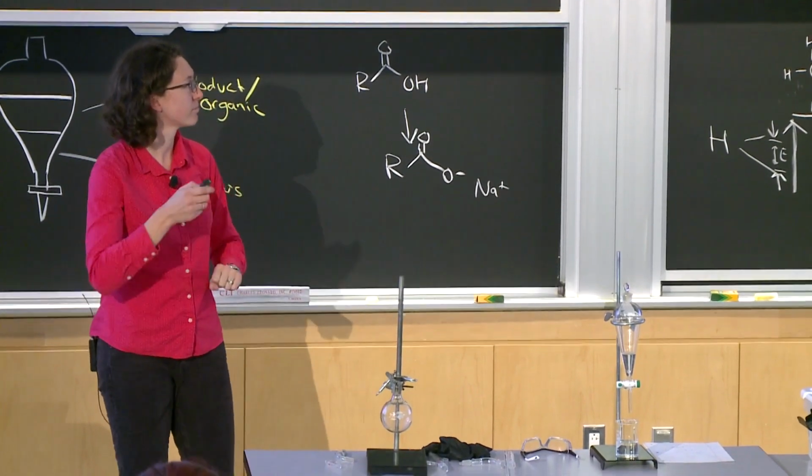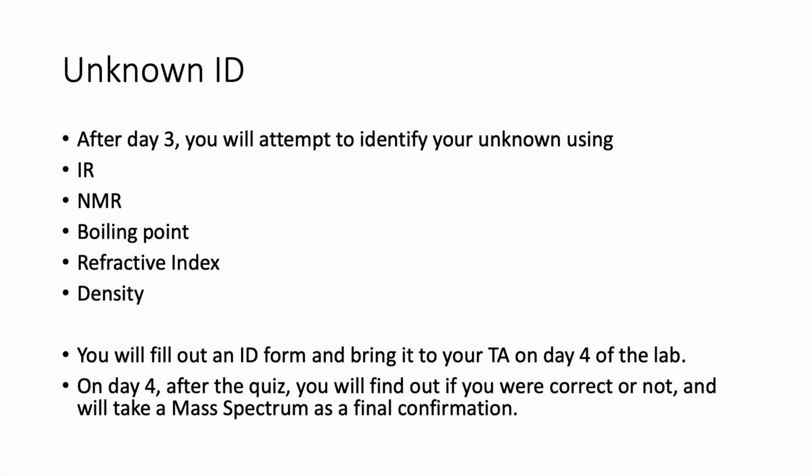Once you have all of this information, your boiling point, your refractive index, your density, your NMR spectrum, and your IR spectrum, you're going to attempt to identify your unknown. This should all happen at the end of day 3. You'll have all of this information, and then you'll be overwhelmed. You'll sit down, put it all together, and try to figure out which of those unknowns in that table is the one that you made.